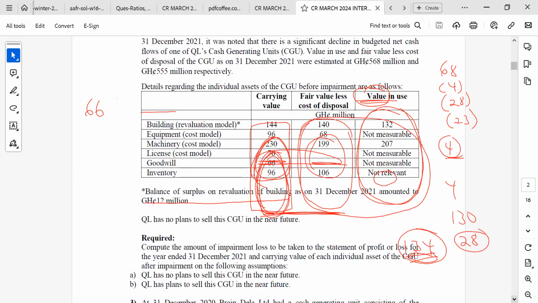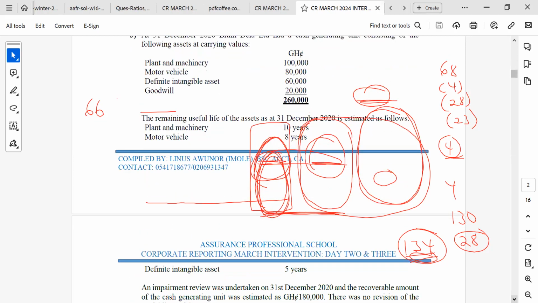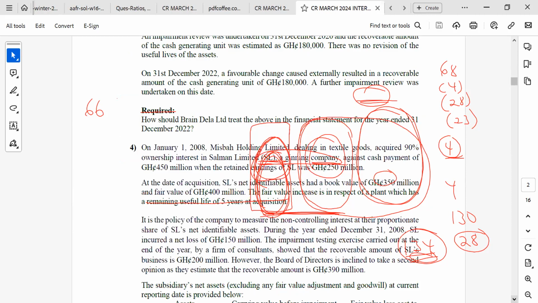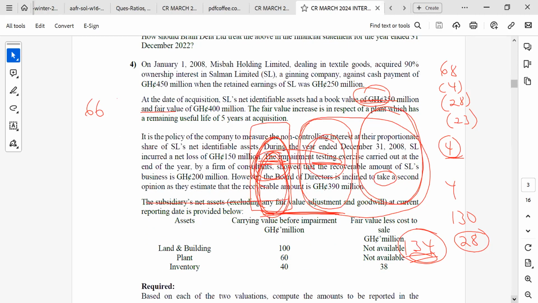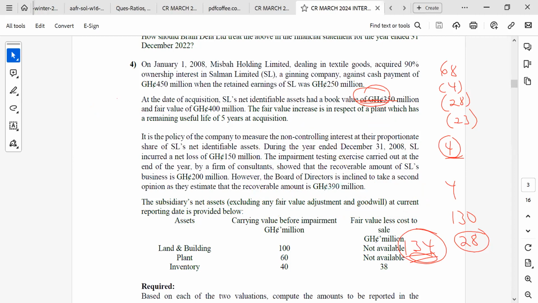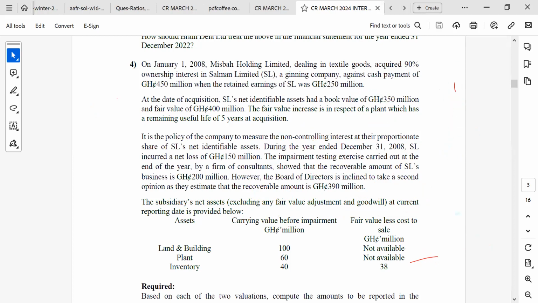Okay. Question 3, I've solved that one during the normal class. Let's try question 4 before we move on to another one. It's also an interesting one, but very simple. It is an impairment of a subsidiary.